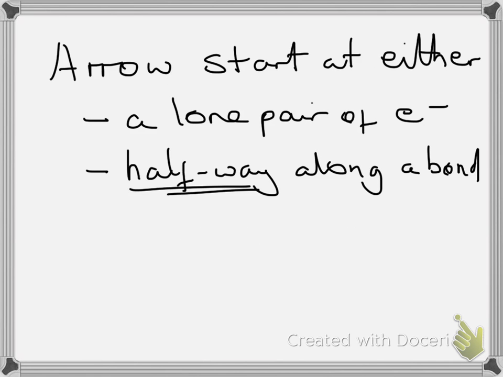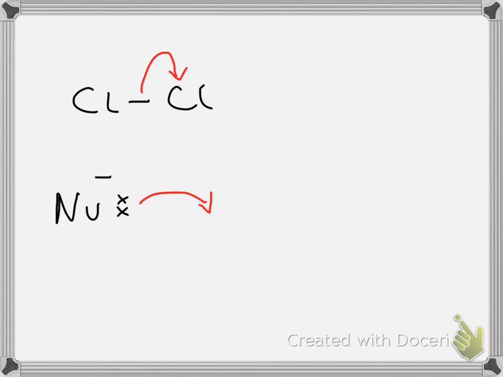So the first rule that you need to be able to employ is arrows will start at either a lone pair of electrons or halfway along a covalent bond. What you have in these two examples is you have chlorine bond breaking, and a nucleophile, represented by Nu-, reacting. If you notice, in the chlorine example, the arrows started from halfway along the bond, and for the nucleophile, it started from a lone pair of electrons.